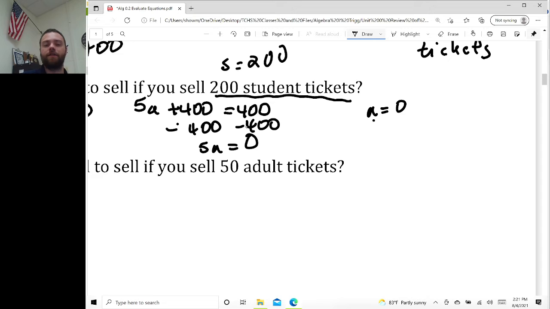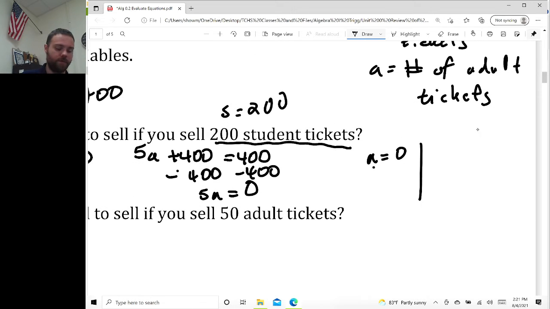Or I can think of this as multiplication. And that's what it is. So 5 times A is equal to 0. Well, what's the opposite of multiplication? That's going to be division. So I can come over here, kind of show two different ways to solve this. 5A equals 0. So I'm going to divide both sides by 5.